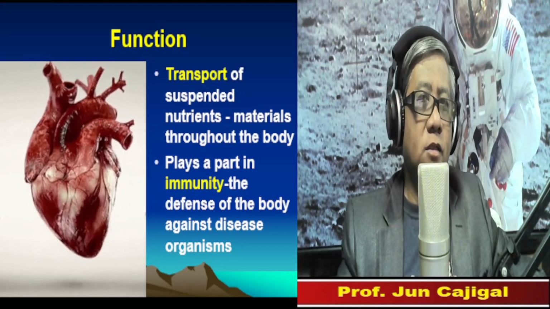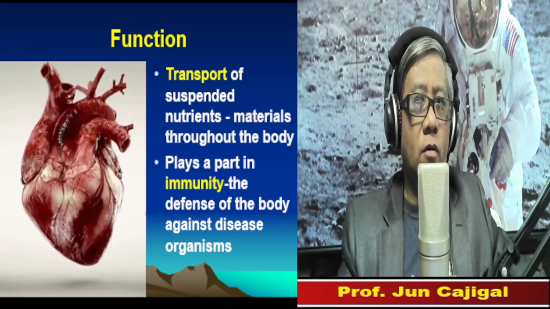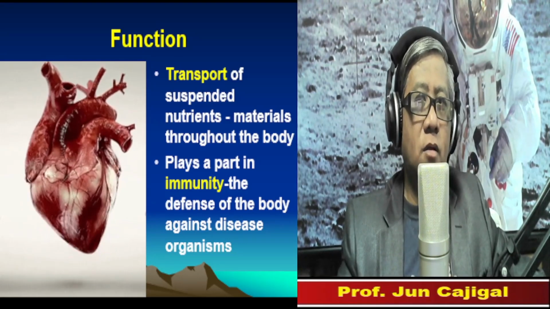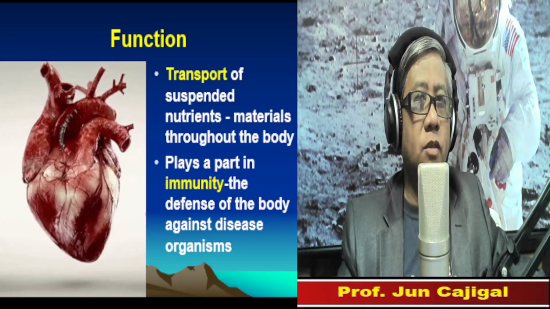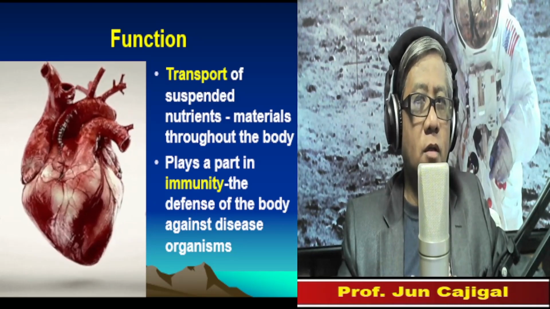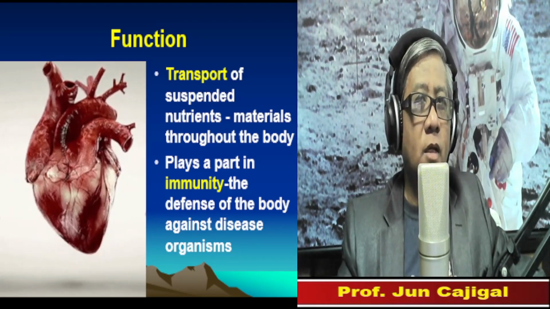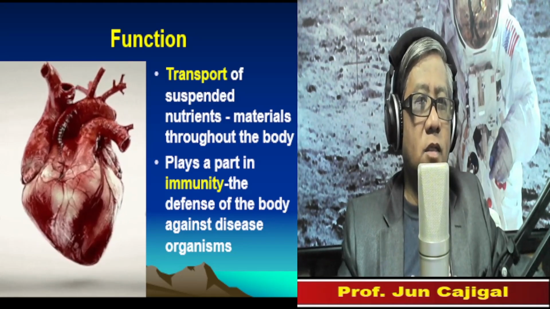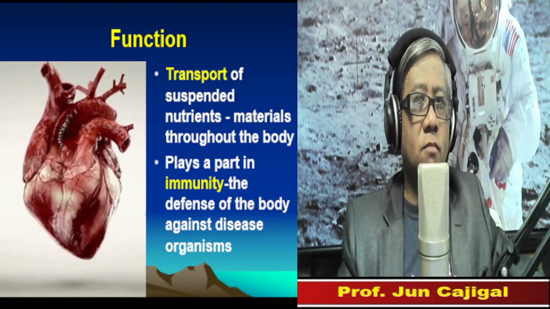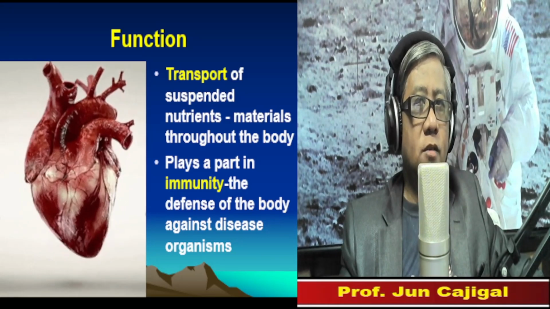Our circulatory system again plays a very important role in the transport of nutrients and materials throughout the body, and our circulatory system helps in the maintenance of our immunity. Now, when we say immunity here in relation to the circulatory system, this refers to the defense of the body against disease-causing organisms. So in our study of the circulatory system, we will consider the following.